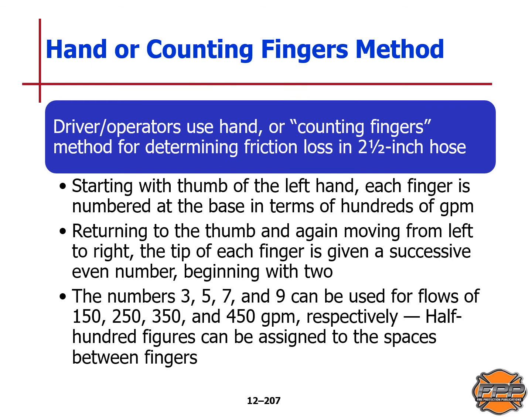Now let's talk about the hand or counting fingers method. Driver operators use the hand or counting fingers method for determining friction loss in 2.5 inch hose. It's not as complicated as it sounds, but here goes.